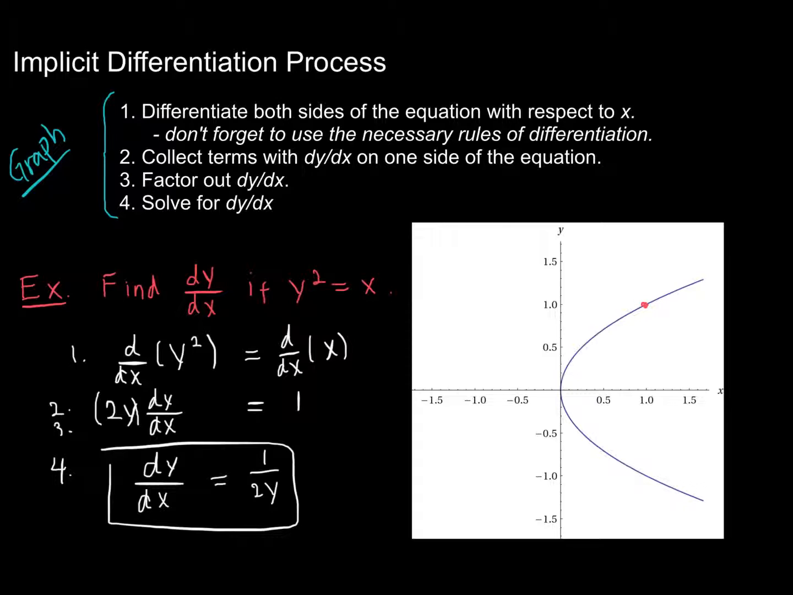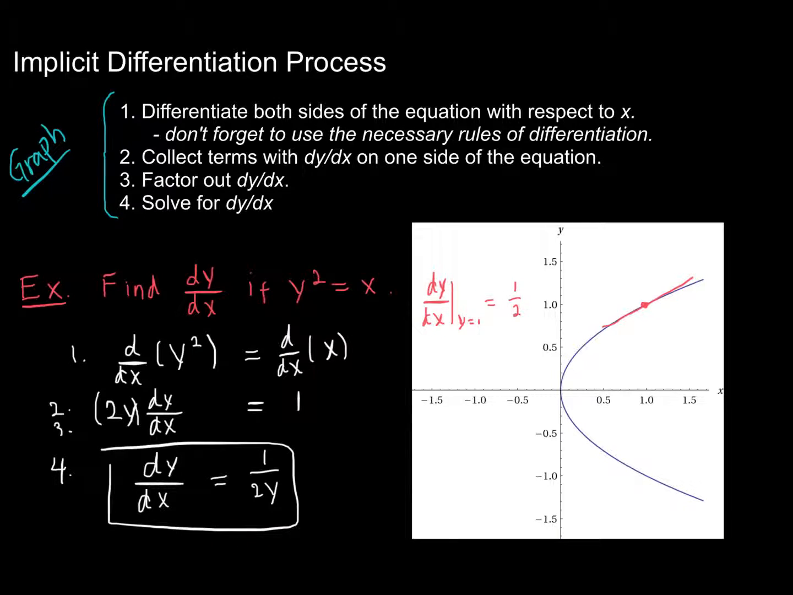Notice I don't care what the x value is. It turns out that the x value is also going to be 1, because 1 squared is 1. And the slope of this tangent line is going to be given by dy/dx evaluated at y equals 1. And that is going to be 1 over 2 times 1, or 1/2.